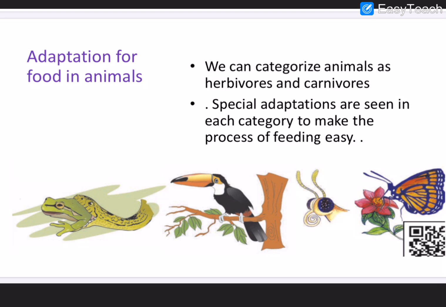We are going with the adaptation for food in animals. So for the need of food, the food they consume, we have different kinds of adaptation in animals.